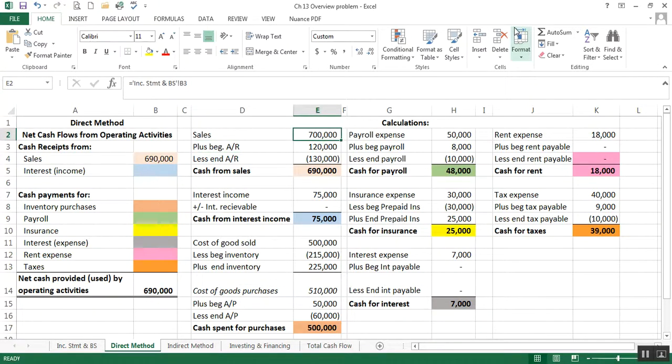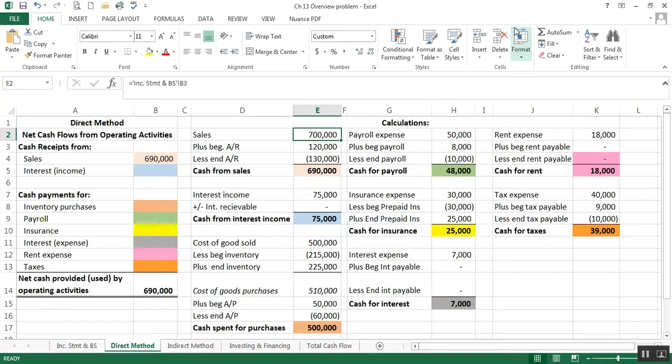All right, so we have sales of $700,000 within our income statement. At the beginning of the year, we have accounts receivable of $120,000. Those are sales that related to last year, but we can assume that we received that cash during the year. So our sales number is an accrual basis. We want to get to our cash basis, so we have to add $120,000 in cash that we received during the year. Then we have ending AR of $130,000. That means that people still owe us $130,000 at the end of the year. So we're going to subtract that from the sales number because we haven't collected that cash yet. And that gives us cash from sales of $690,000.